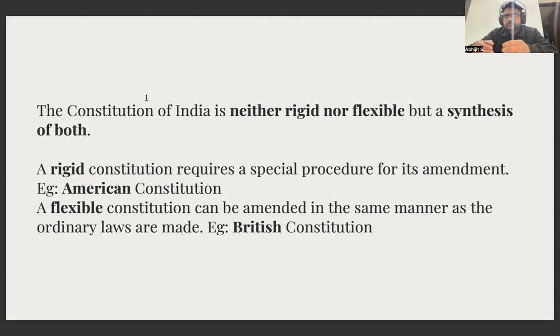Now, before we get to those, let's also discuss the flexible constitutions that you have. For example, the British Constitution. What is a flexible constitution? One which is easier for you to amend. For example, in Britain, amending the constitution is very simple. The procedure associated with it is very similar to that of enacting a law. Whereas that is not the case for the American Constitution.